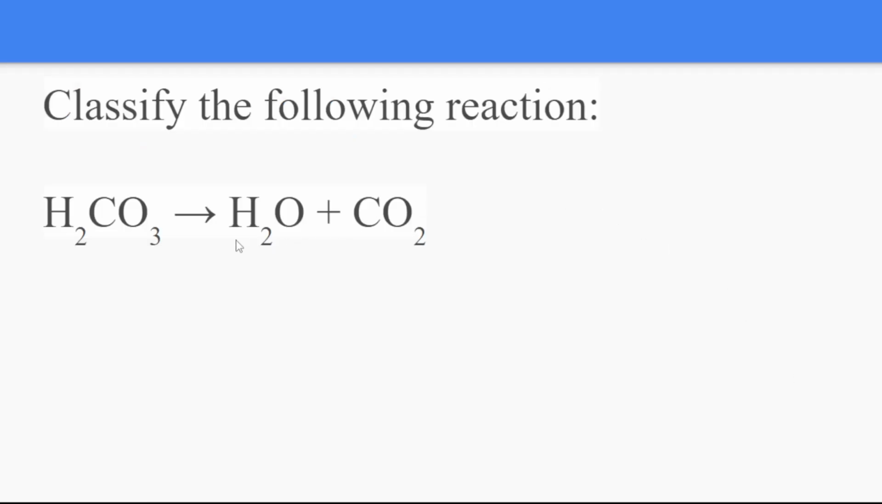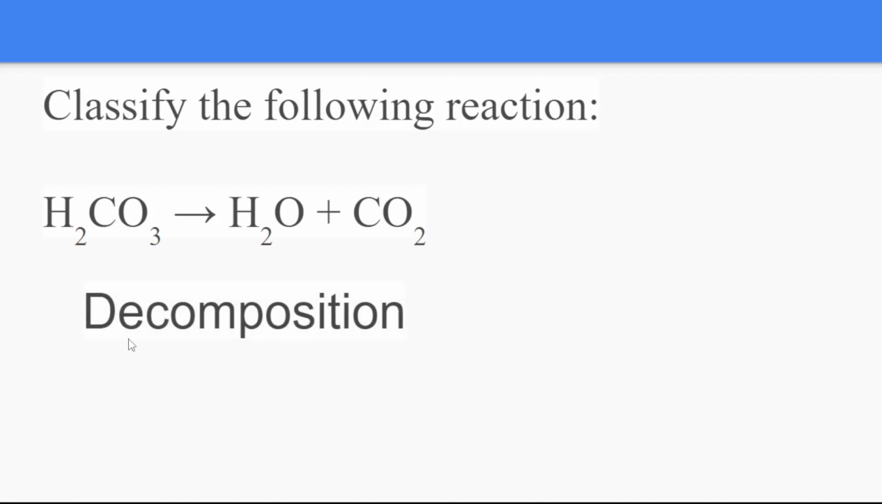Okay, let's look at this reaction. Notice that we have one reactant, but then we have two products. So which reaction would that be? That's a decomposition reaction. Mickey and Minnie are together. Mickey and Minnie break up.